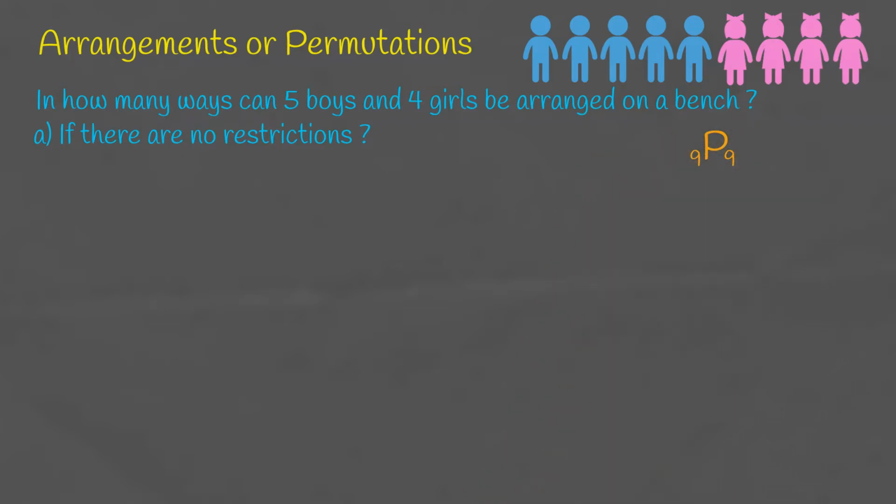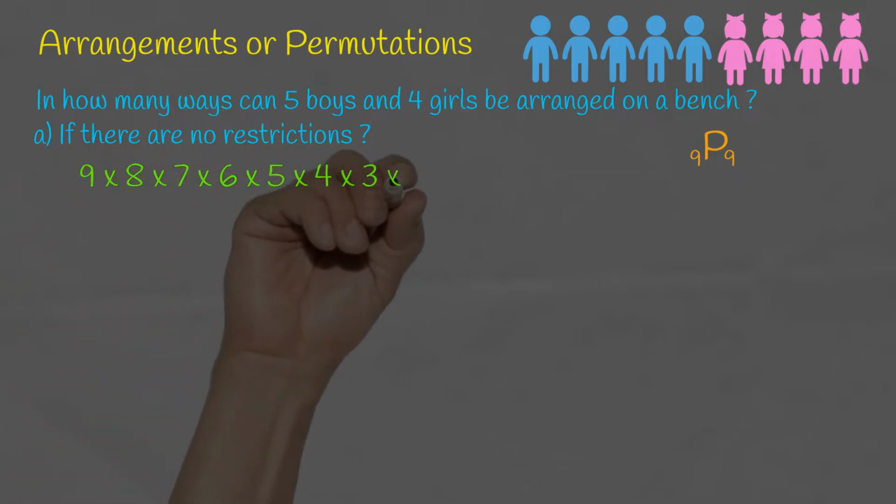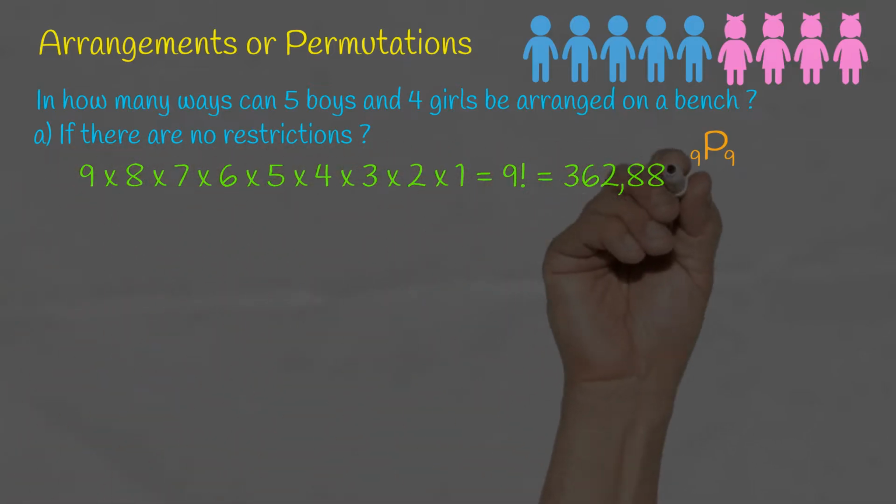So the answer is, as previously in the last video, going to be 9 ways of choosing the first person, 8 ways of choosing the second person, etc., etc. So the answer is 9 factorial.